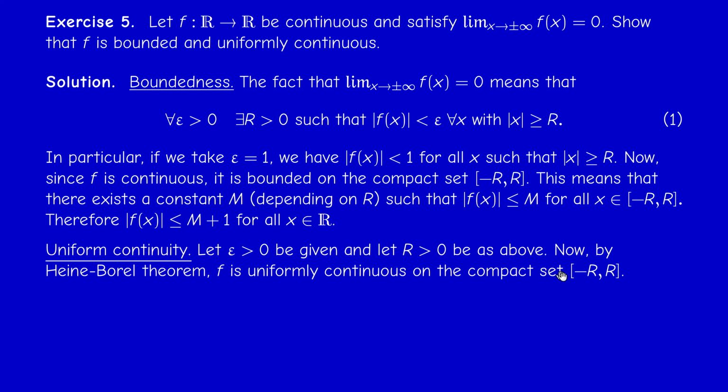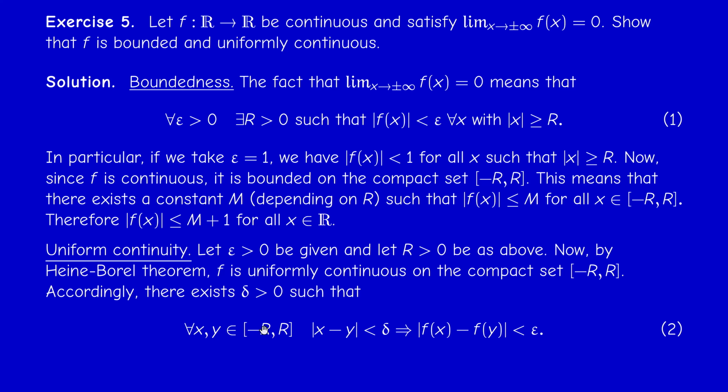Now, on the compact interval minus r, r, f is continuous and therefore uniformly continuous by the Heine-Borel theorem. So therefore, there exists a delta that depends on epsilon and r such that this condition holds. This is the condition of uniform continuity of f on the interval minus r, r. This is what we have. But this is not what we want to prove. We want to prove this for every x, y in the real line, not just on the interval minus r, r. But this is the first step.